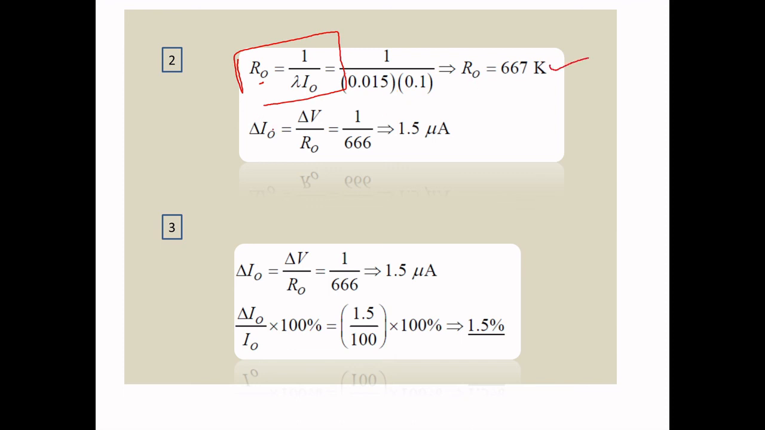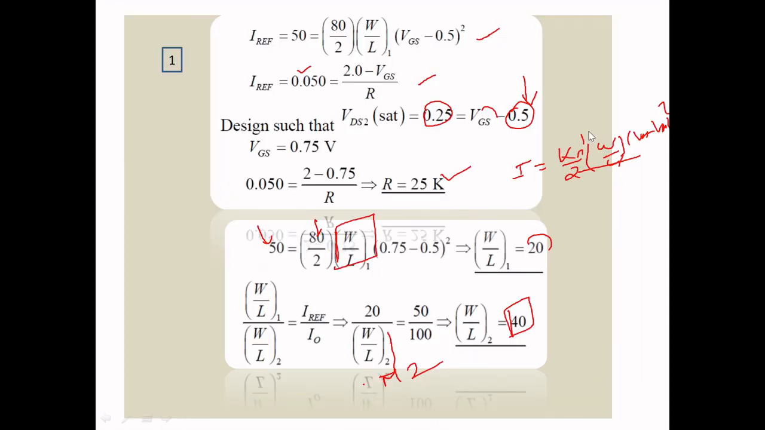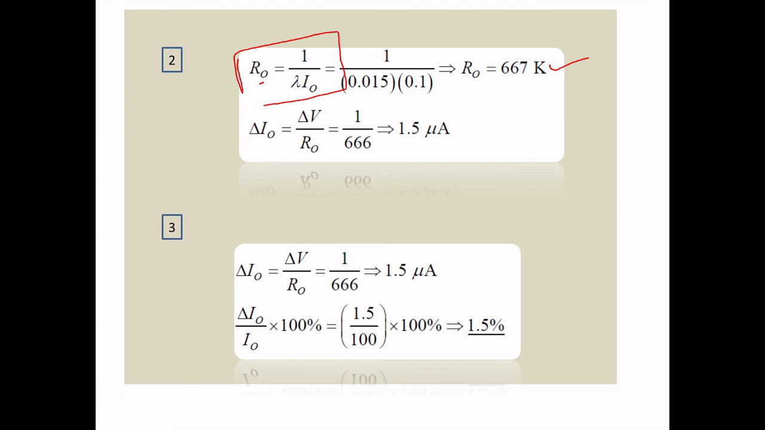And for the change in the new current, because in the given problem the new voltage was changing, VDS2 is 1 volt from 0.25. So you want to substitute that value. That is, the new VDS voltage 1 divided by the obtained resistance value, 666 kilo ohm. They have taken 666 kilo ohm, so please consider the same here. So you will get 1.5 microamps.